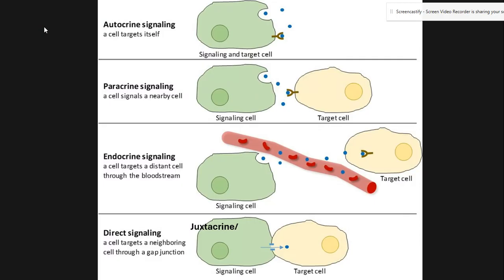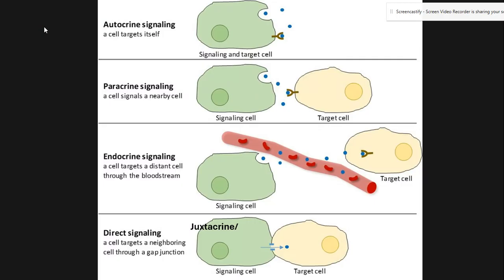Autocrine signal is a cell targeting itself. I'm targeting myself. Signaling and targeting self. I'm communicating with myself. More like self-talk, yeah? Paracrine signaling, a cell signals a nearby cell. All right, so we have a target cell and a signaling cell.